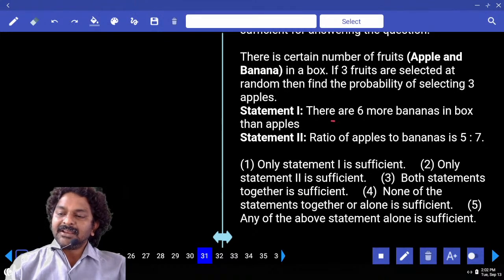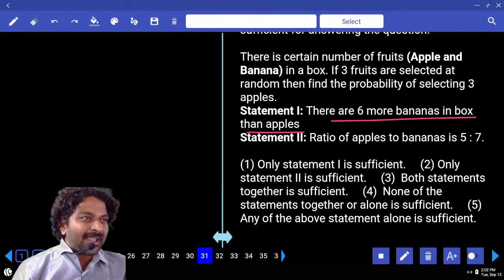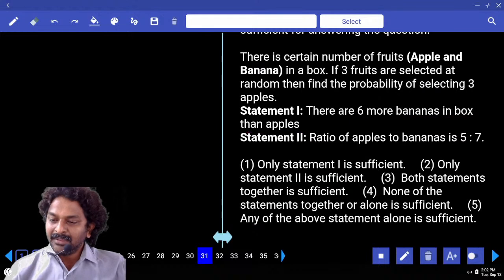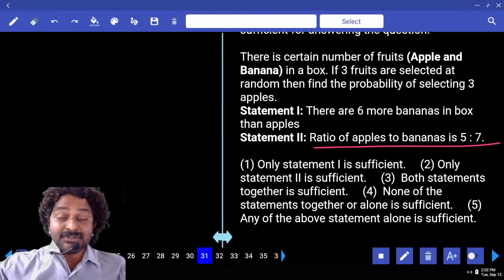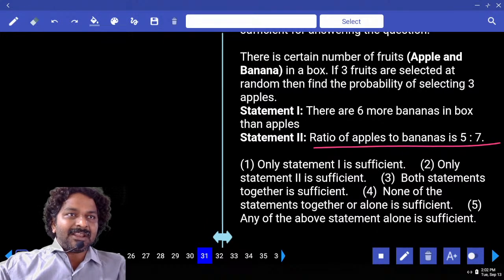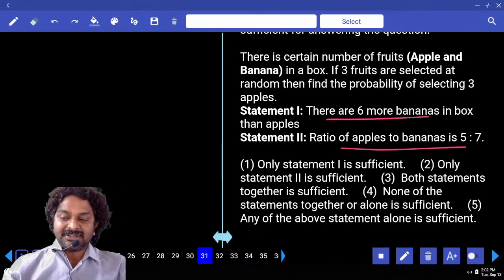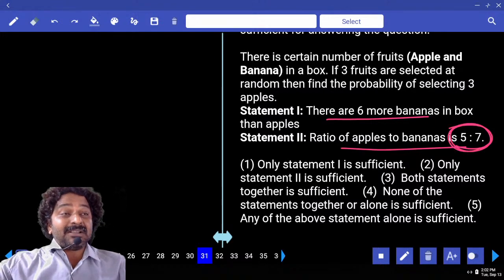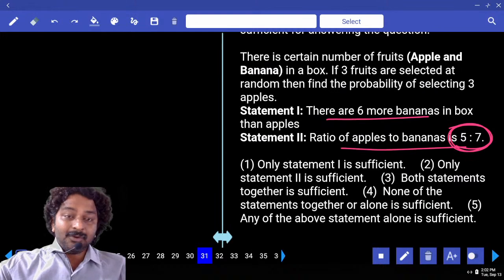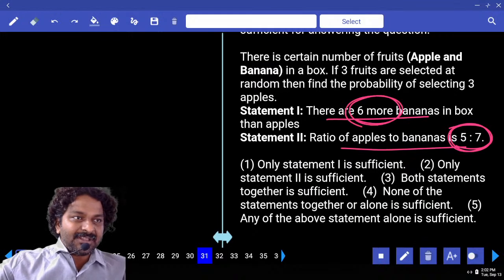Right. There are 6 more bananas than apples. Using this, can we calculate how many apples are there? No way. The ratio of apples to bananas is 5:7. Using only the second information, can we calculate how many apples are there? Come on, no. Using both informations, from the second one, that is the ratio, how many parts of bananas more do we have? 2 parts. And in terms of a number, 1 part is equal to 3.